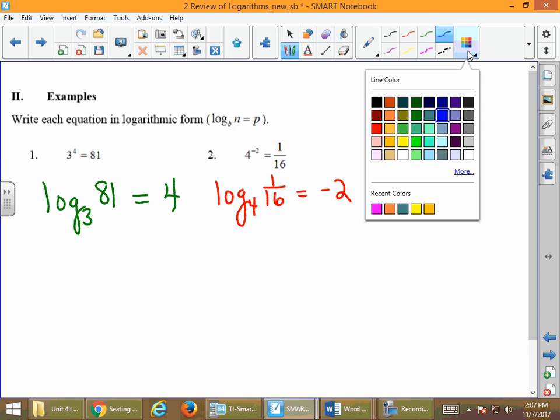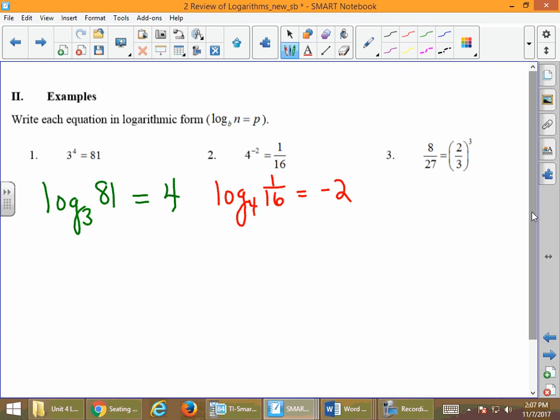Problem number 3, still the same idea. Whatever the exponent is, what the logarithm is going to equal. In this case, we've got 2/3 cubed. It's on the right side, but the exponent is still what the logarithm equals. The 2/3 is the base of that. That's where it's going to drop down here. Log base 2/3 of 8/27 equals 3.